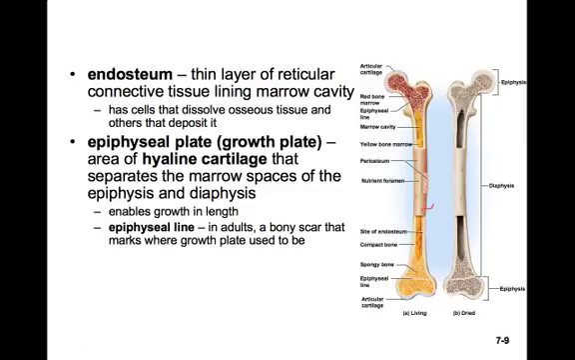The epiphyseal growth plates are where we see growth in length of the bone. In adults, the epiphyseal growth plate has fused, so it forms an epiphyseal line. The bones are no longer going to grow in length after the epiphyseal plates have fused.